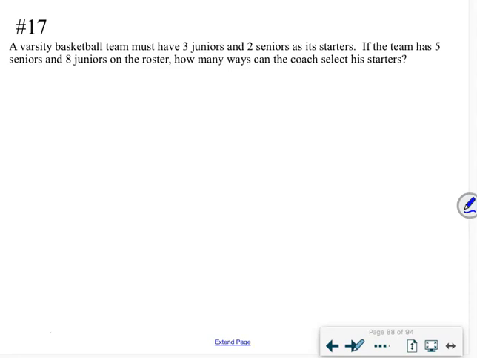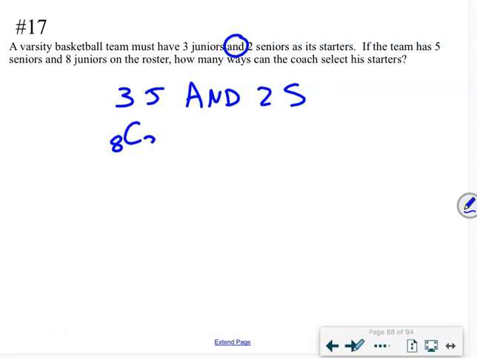Number 17, a varsity basketball team must have 3 juniors and 2 seniors as starters. If the team has 5 seniors and 8 juniors on the roster, how many ways can he select his starters? And means multiply. So I want 3 juniors and I want 2 seniors. So there are 8 juniors available that I'm going to choose 3 of, and there are 5 seniors that I'm going to choose 2 of.